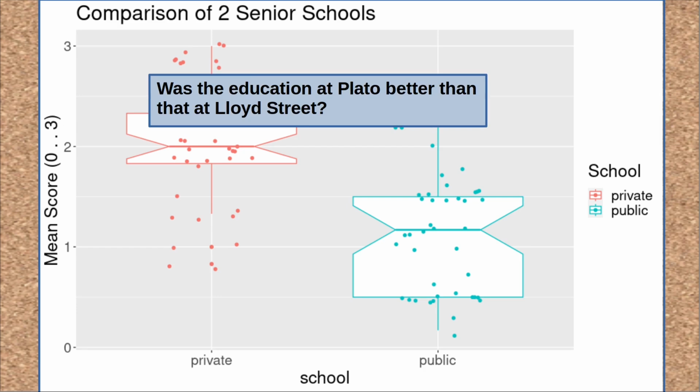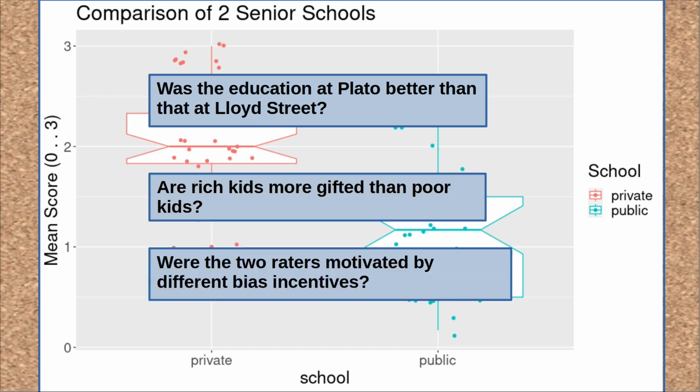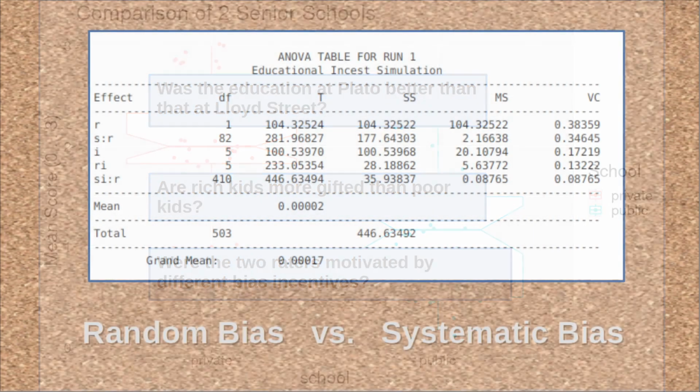Was the education at Plato better than that at Lloyd Street? Are rich kids more gifted than poor kids? Or were the 2 raters motivated by different bias incentives? We can simply not tell from the available data.